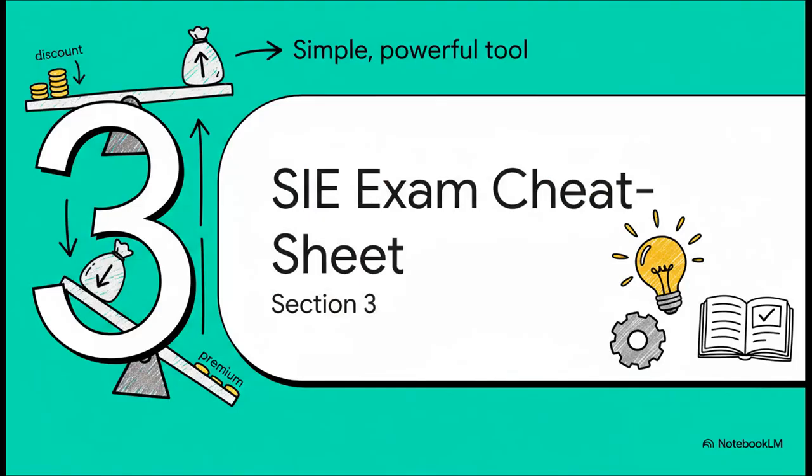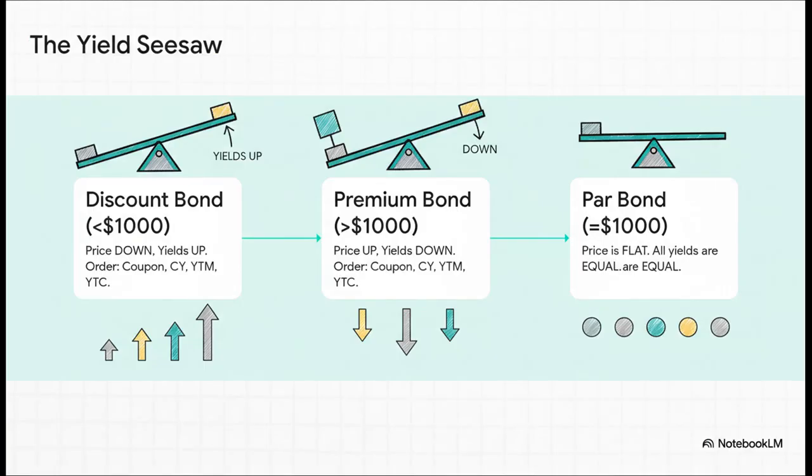So, we've seen how the seesaw tilts for both discount and premium bonds. Now let's put it all together. Let's consolidate this into a simple, powerful tool that you can take with you right into the exam. Okay, this slide right here is your cheat sheet. This is the whole thing. You need to memorize this simple decision tree.